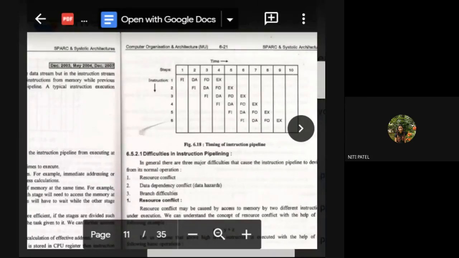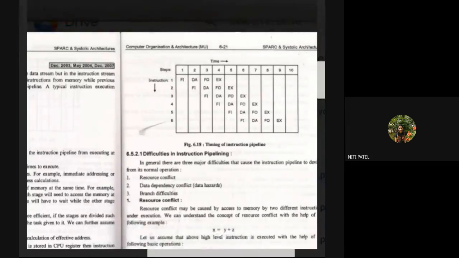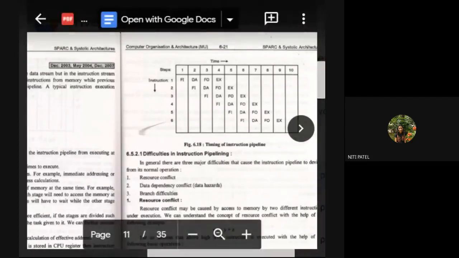So at the first time I am fetching, but at the second time when I am decoding one instruction, I can also fetch another instruction as well. By this, execution of instructions happens faster, and I can achieve parallelism by using this pipelining concept, where I execute instructions on different steps at different timing units. Is this understood?